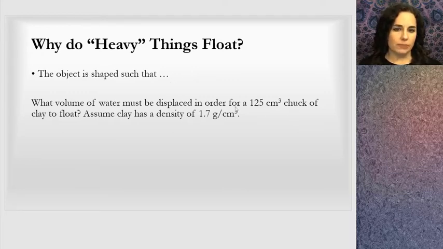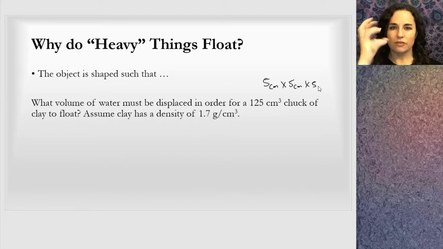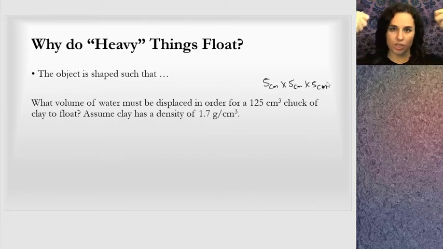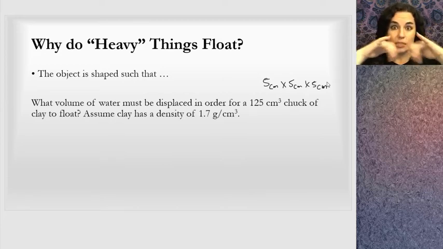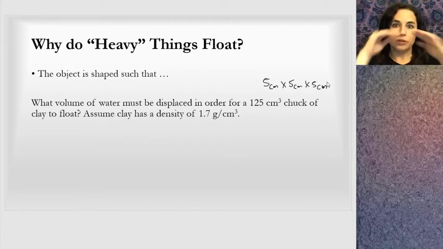So let's look at the problem I picked out here to think about what's going on. It says, what volume of water must be displaced in order for a 125 cubic centimeter chunk of clay to float? So it's just a chunk of clay, about 5 centimeters by 5 centimeters by 5 centimeters, right? That's 5 cubed. You can take it and mold it into a shape, so that shape of the clay can displace fluid. If the clay was all in one chunk, it would sink. But if you shape it in the right way and displace fluid, it will float.